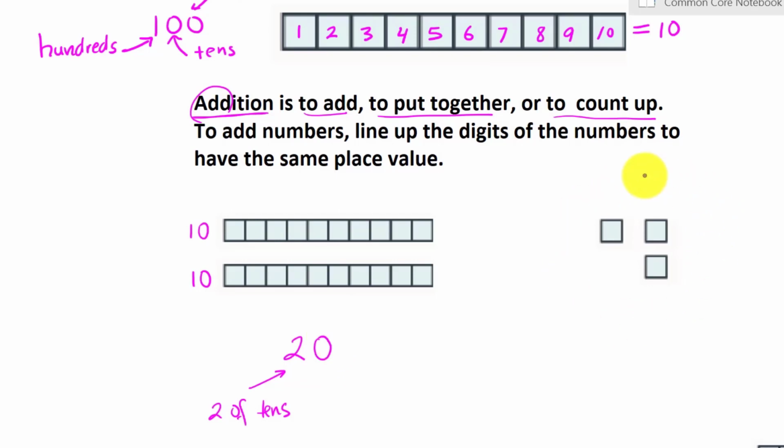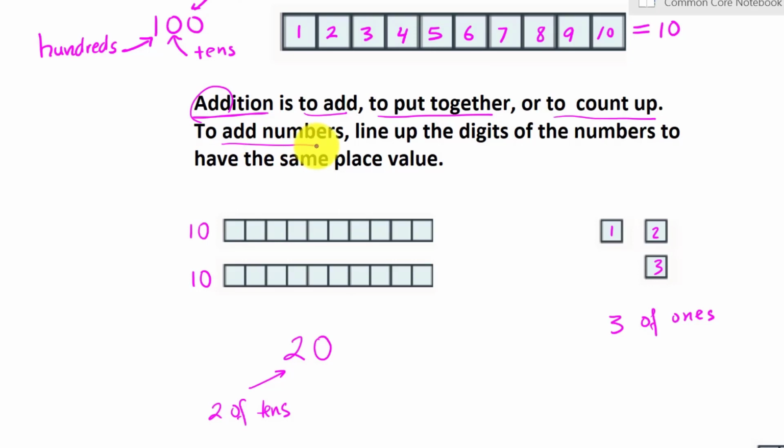And in this sample, we have 1, 2, 3, and these are the ones. So how many ones do we have? 1, 2, 3. In this case, we have 3 ones. So let's learn how to add.